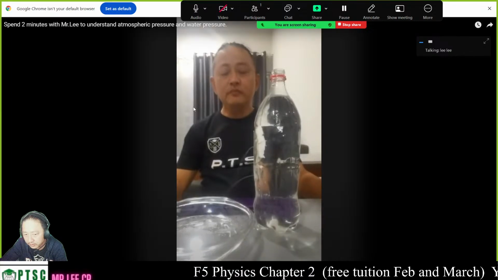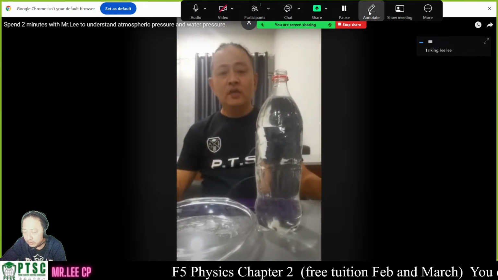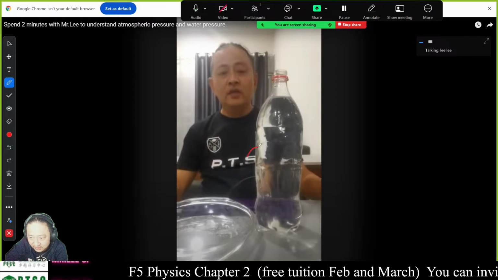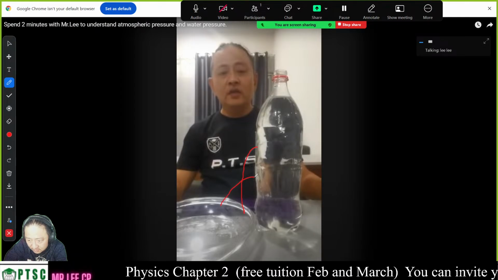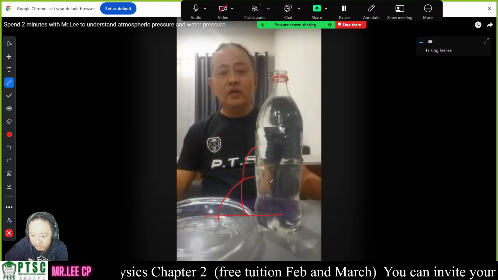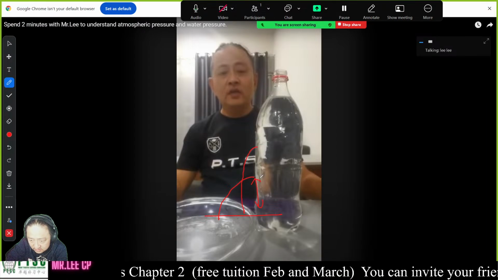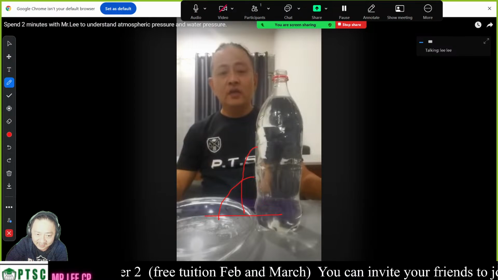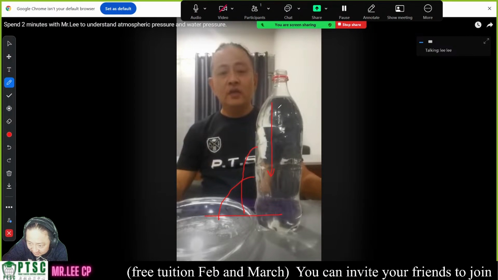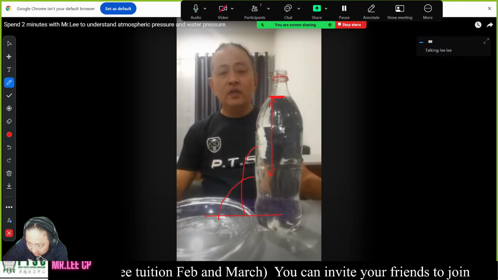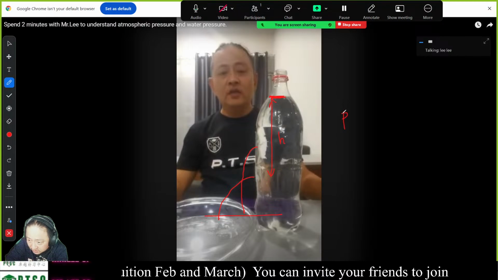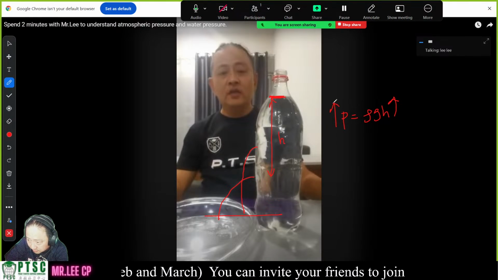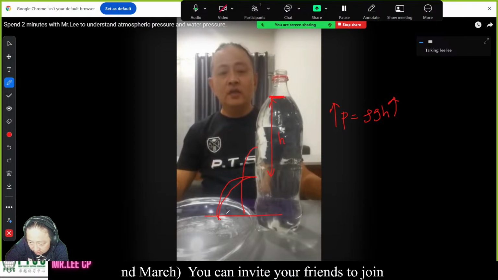Okay. So it's obvious, well, not so obvious, but you can see. The deeper, this is the depth, right? From the surface of the water to here, pressure is equal to rho g h. When the h increases, the pressure increases. Pressure increases means it can spurt further.